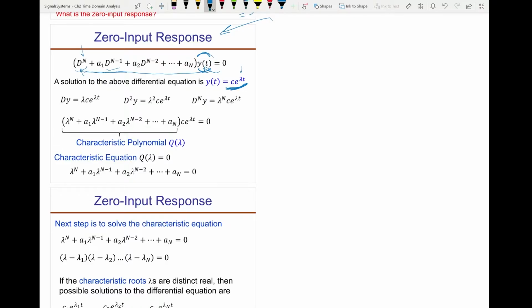Let me just show you the first derivative: lambda c e lambda t. So now you have this again. If I take the second derivative: lambda squared c e lambda t. So no matter how many derivatives you take, you're always going to get this output back again, and we can take it outside the bracket. If we do the n-th derivative, it will be this equation: lambda to the power n, a1, a2, and so forth.